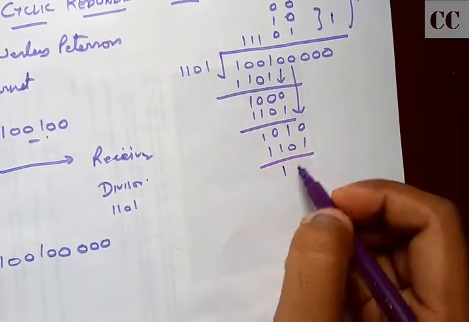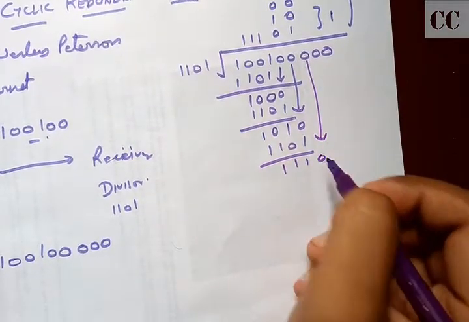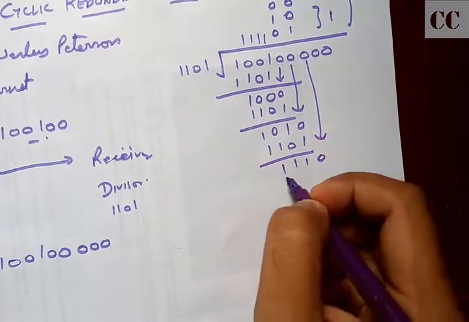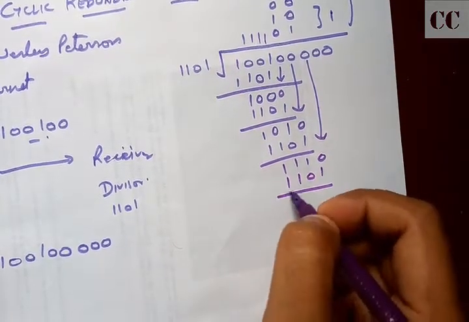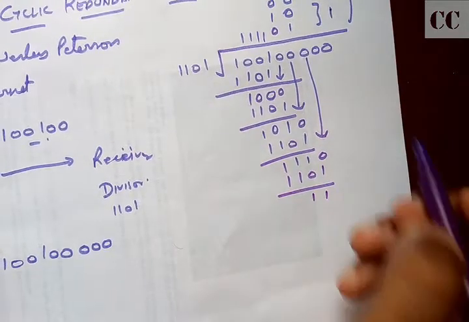Now here it is 1, here it is 1, here it is 1. Now we'll be taking this bit as 0, right? So again we'll be considering it as 1101. Now here both bits are the same, so we won't be considering. Here it is different, here it is different.